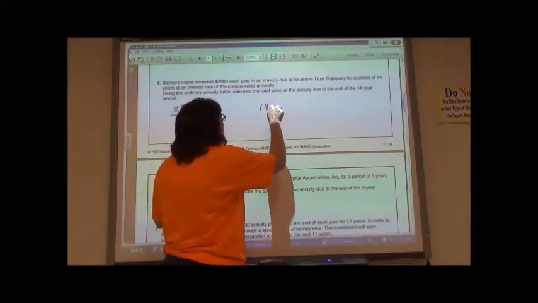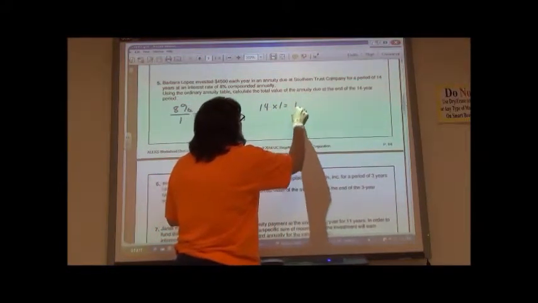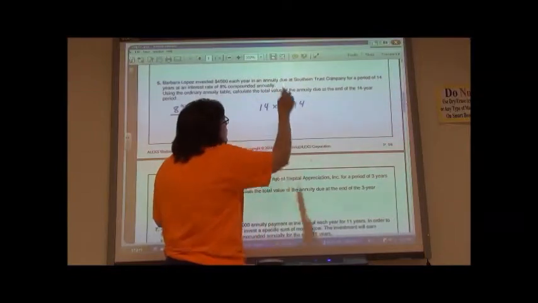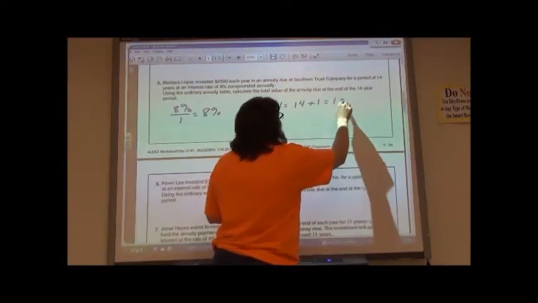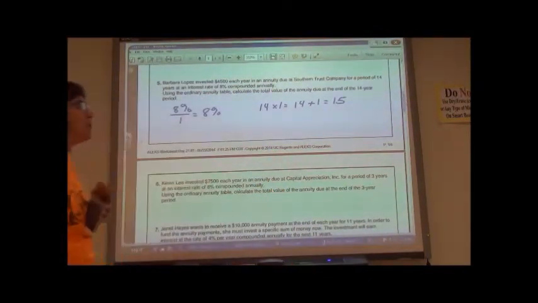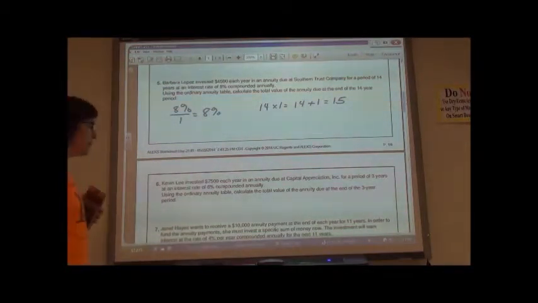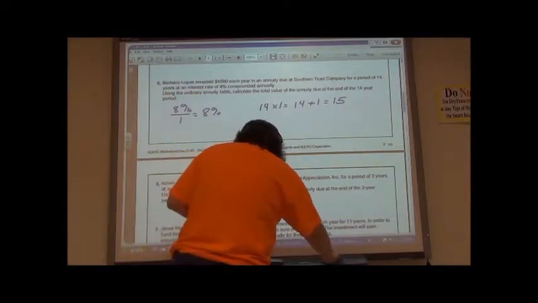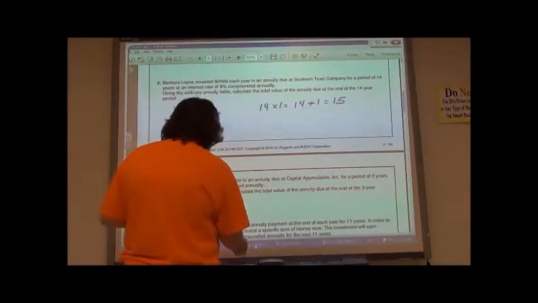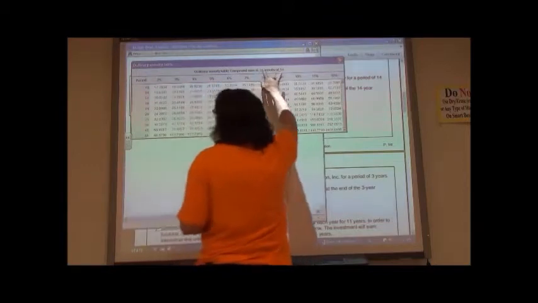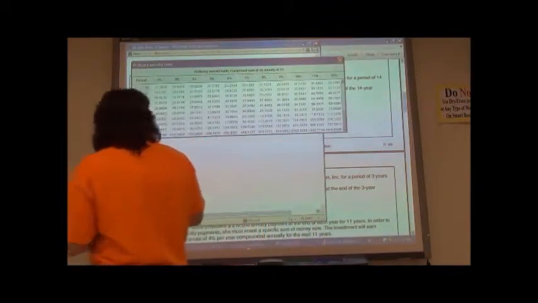14 years compounded once a year is 14 times, but since we're doing an annuity due, we're going to add one. And so we're going to look under the 15 because we need that extra year's interest. And so 8% 15 times, if we go over to our table, 8% 15 times, 27.1521. I'm going to write that down over here.